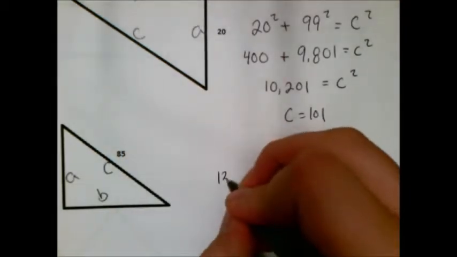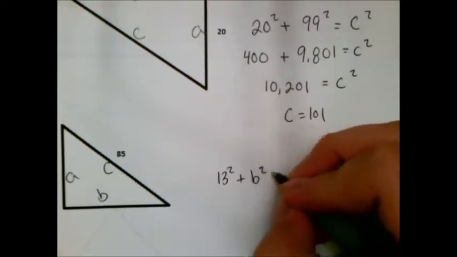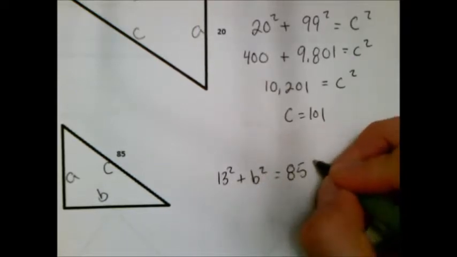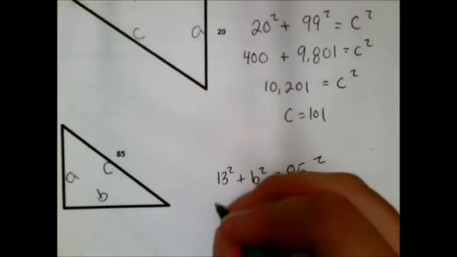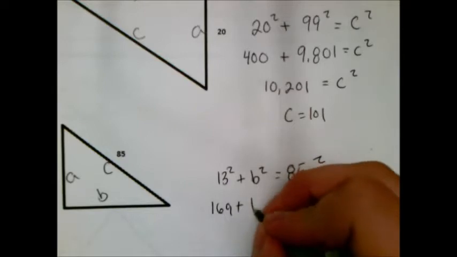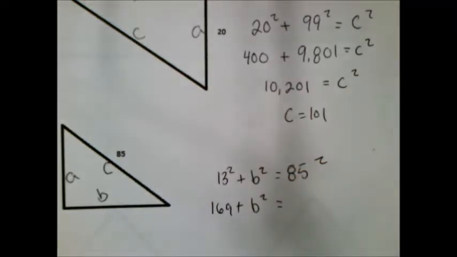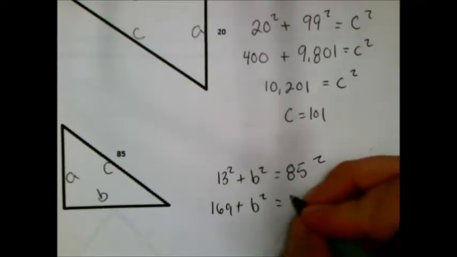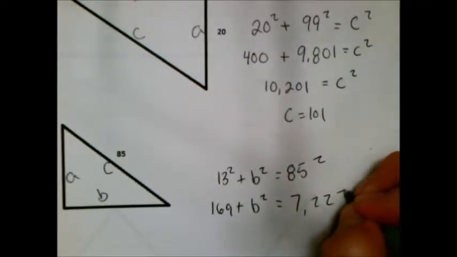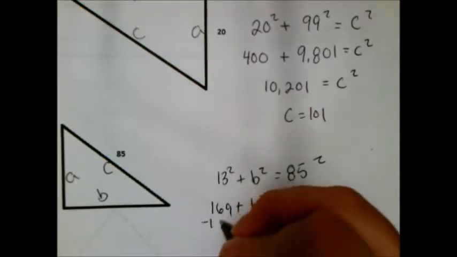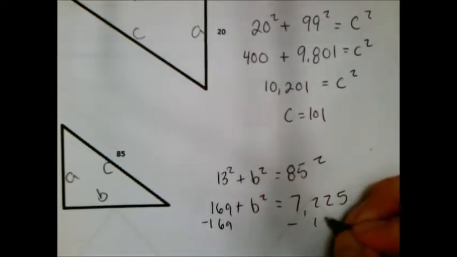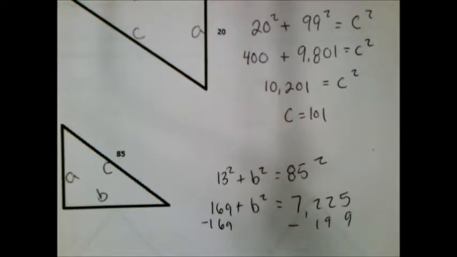So that means that 13 squared plus B squared should give you 85 squared. We take 13, we multiply by itself, we should get 169 plus B squared equals 85 times 85, which is 7,225. We're trying to solve for B squared here, so we need to get rid of this 169 next to it. We subtract 169 from both sides.